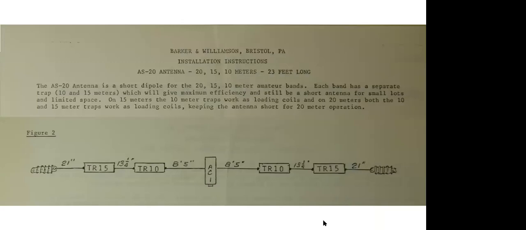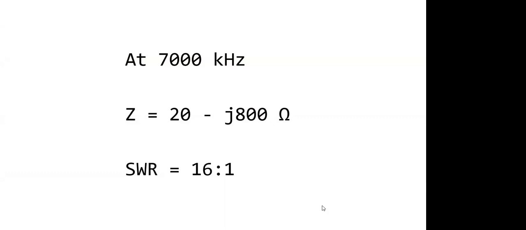The antenna was advertised as covering the 20, 15, and 10 meter bands. In addition, my Dentron antenna tuner could get a 1-to-1 standing wave ratio on 40 meters. On 40 meters, which is 7,000 kilohertz, this antenna has an impedance of 20 ohms resistance minus 800 ohms capacitive reactance. That's an SWR, standing wave ratio, of 16-to-1.